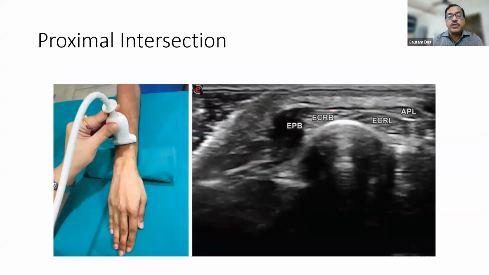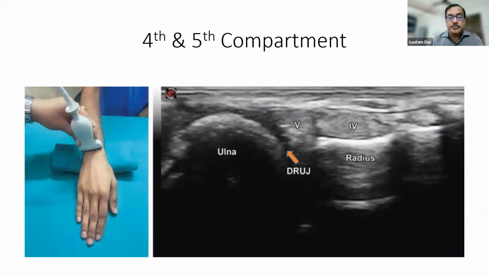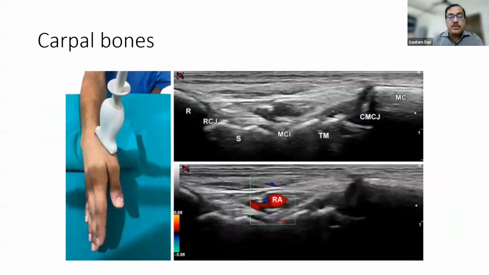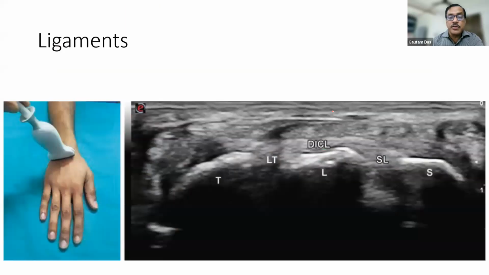Second compartment, I will be showing all those things one by one, and then we'll be showing the smaller intrinsic ligaments as well. And then I'm just skipping it because I'll be showing you directly over the volunteer.